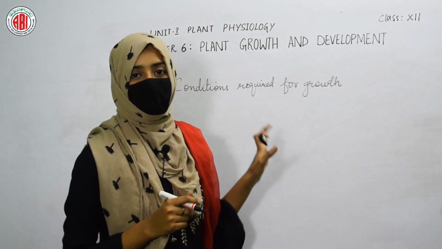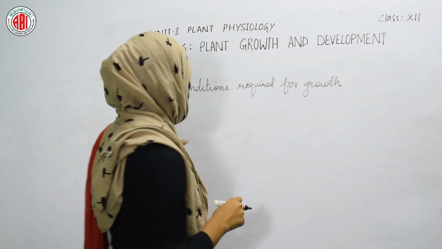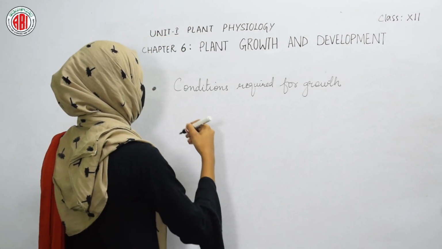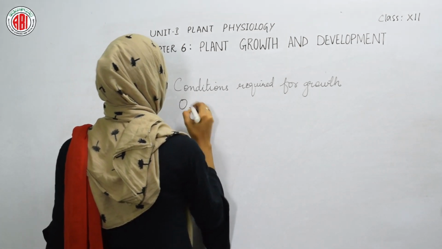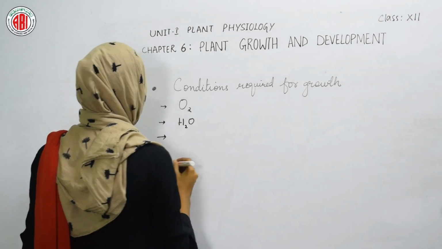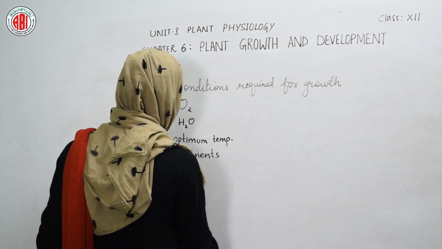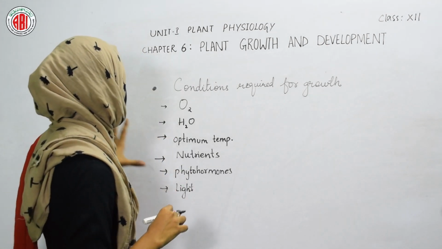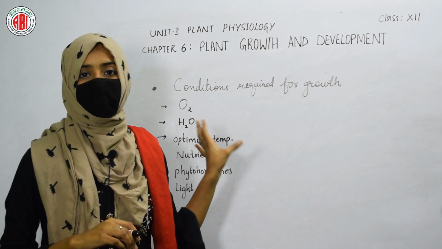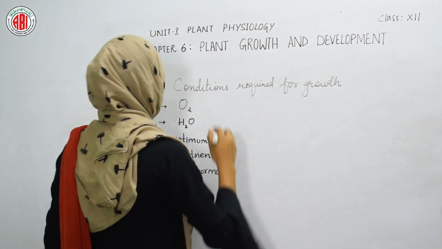So now we are going to discuss the conditions required for growth. Basically, the requirements that are needed by the plants to show growth are oxygen, water, optimum temperature, nutrients, phytohormones, and light. These are some of the factors required by the plant to show growth. The first one is oxygen.